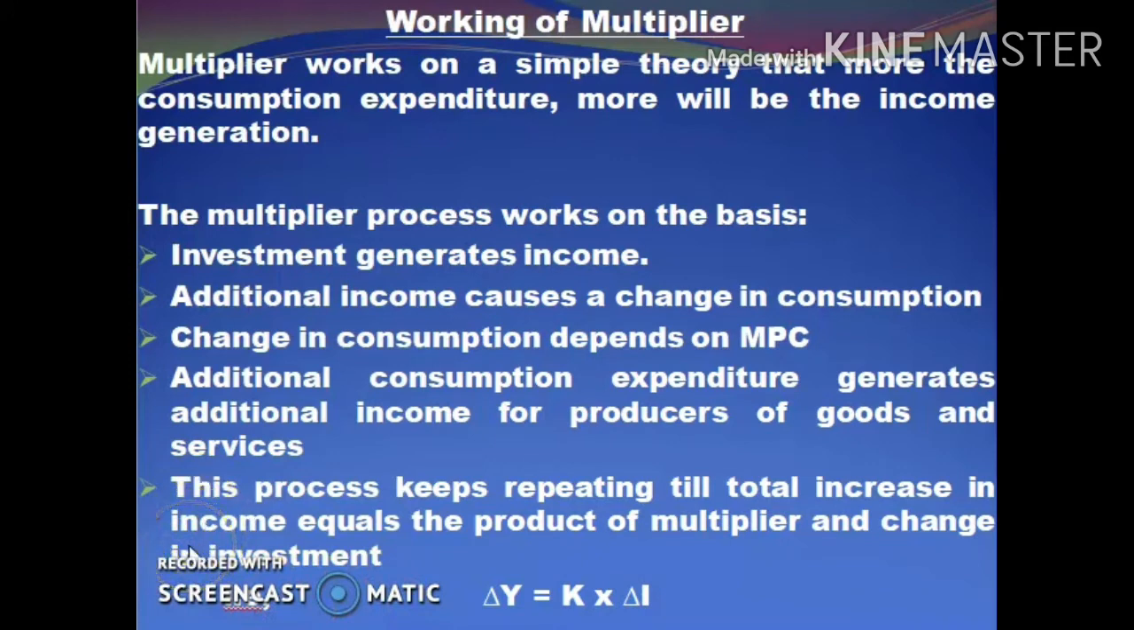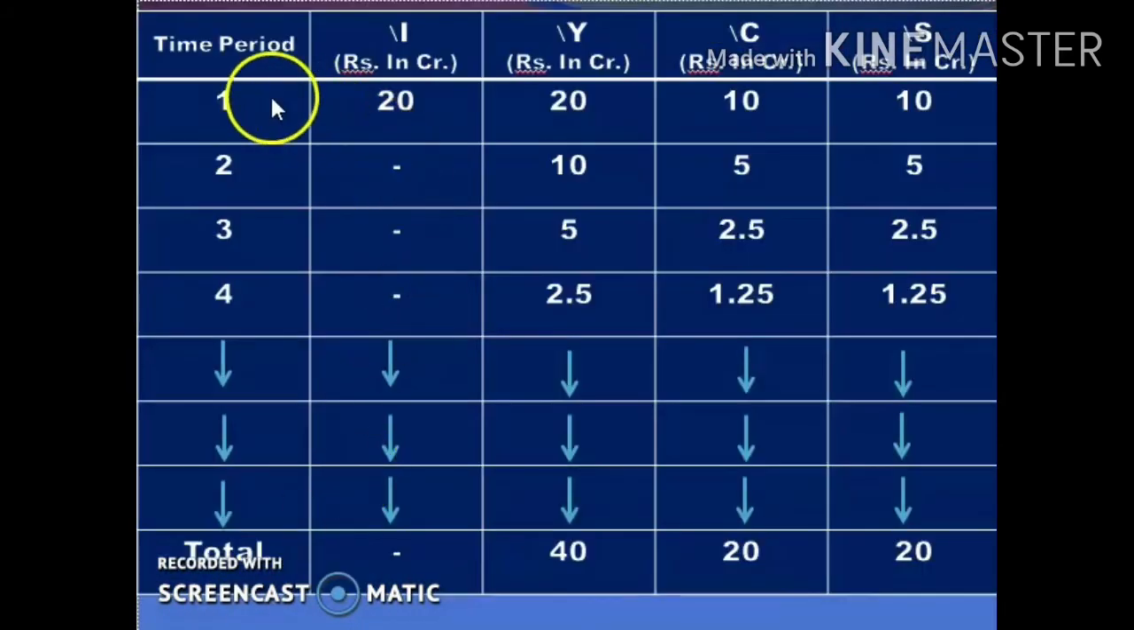So the total increase in income equals the product of the multiplier and the change in investment. Hope you understood. So what is the formula? That is delta Y equal to K into delta I. You can just reverse it, cross multiply, then you will get it. Now just see a tabular representation of the working of the multiplier, with time periods 1, 2, 3 going on, as multiplication happens.